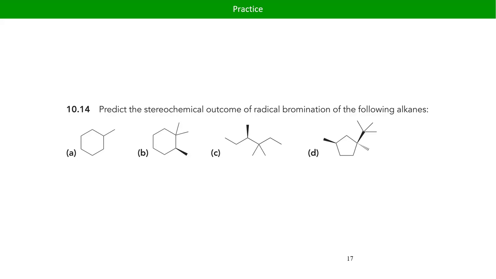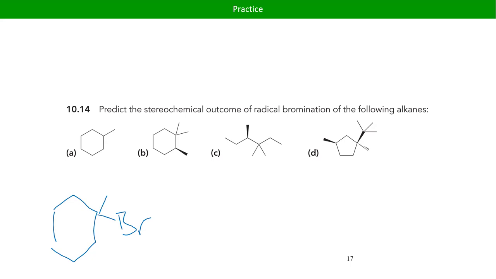So this is just a good page of practice for drawing these and taking these into consideration. So for A, if it's radical bromination, we're not going to get the random mixture of everything. We're just going to make one major product. Where are we going to add that bromine for A? To the one tertiary carbon. Easy enough, right? And we're not going to get a racemic mixture there, right? Because there is no enantiomer. We didn't make a stereocenter.